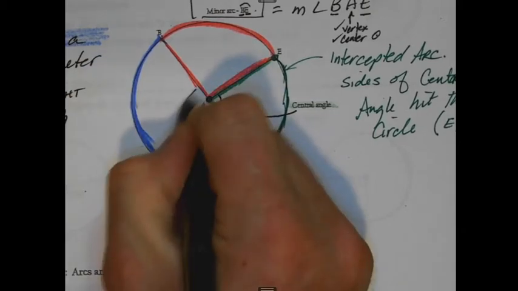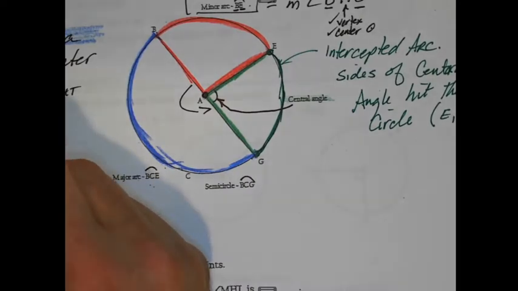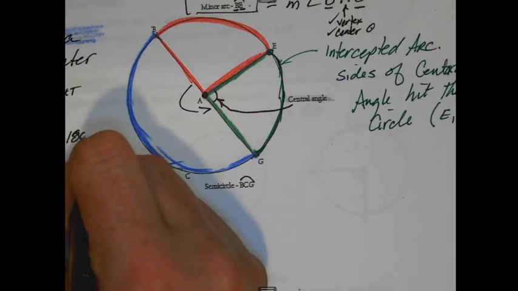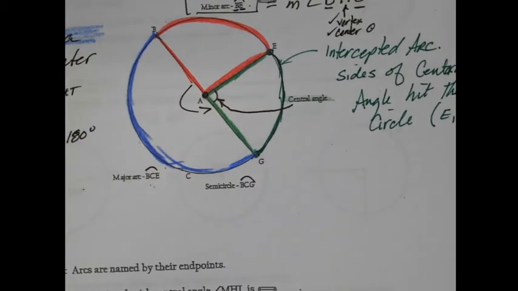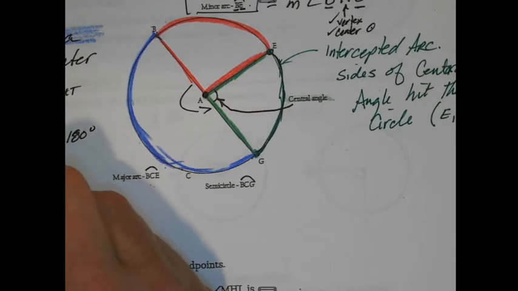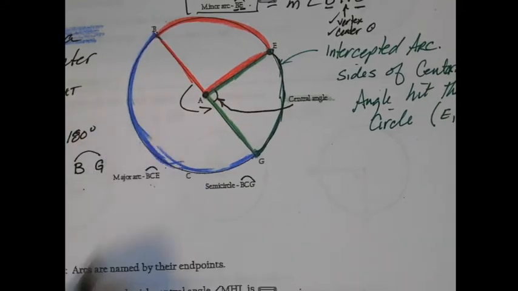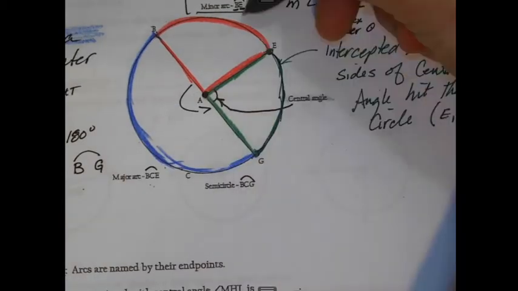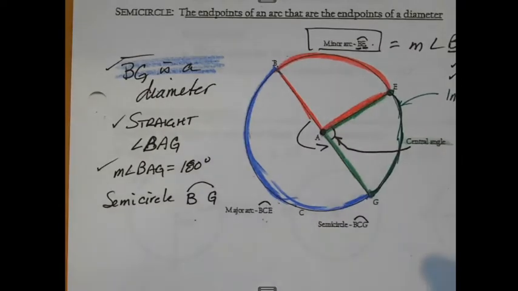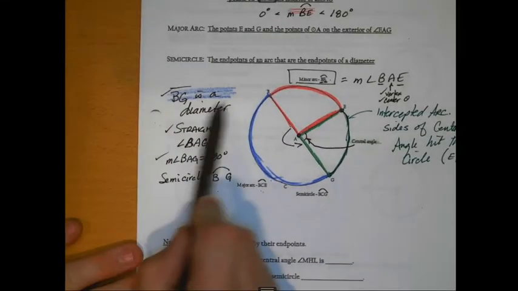So this angle is a straight angle, which means the measure of angle BAG is going to equal 180 degrees, which means that the semicircle is going to go from B to G. We don't go from A, because when you name an arc, you don't put the center in there. So once again, BG is a diameter.